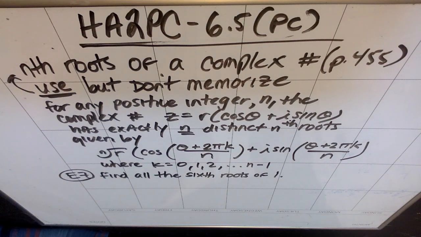Right, this is Honors Algebra 2 Pre-Calc, section 6.5 in Pre-Calculus. We're talking about the nth roots of a complex number on page 455. So again, this is a use-but-don't-memorize formula.